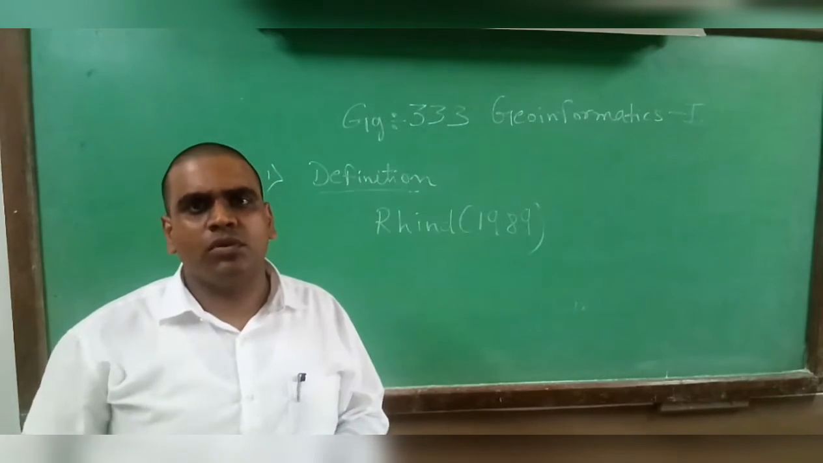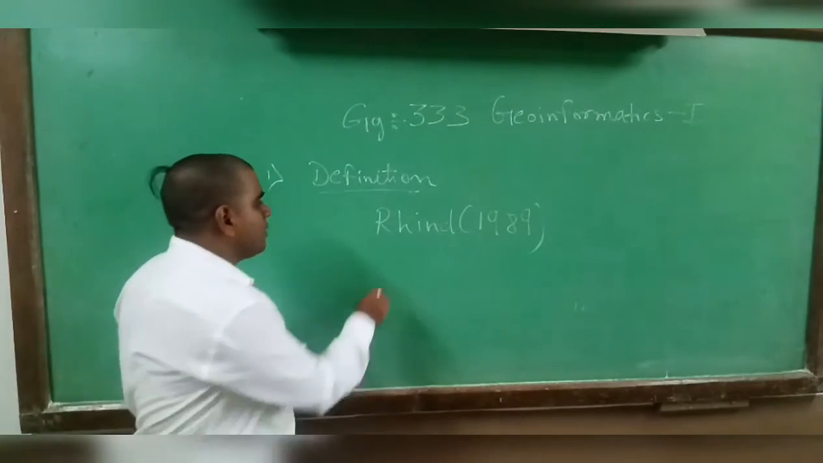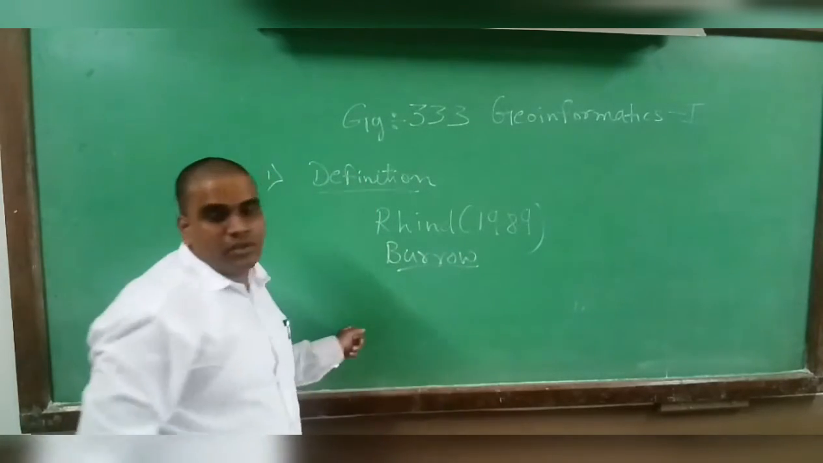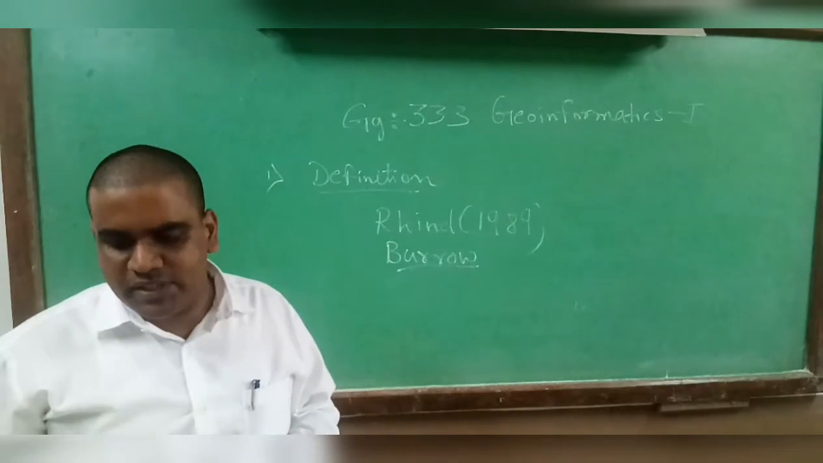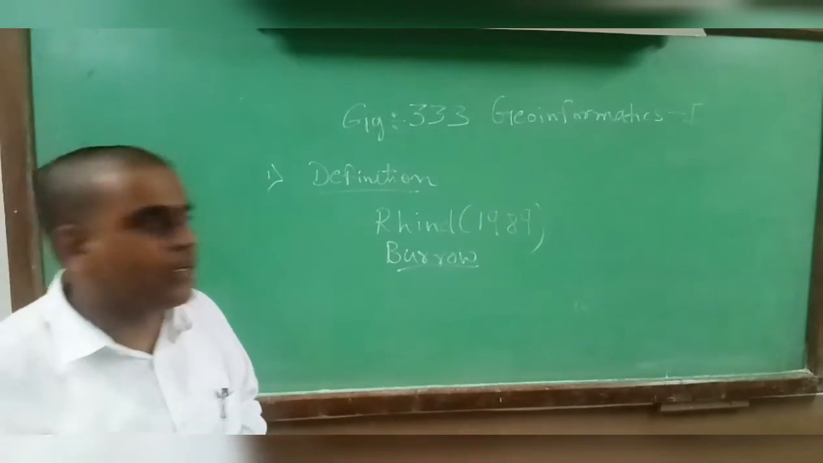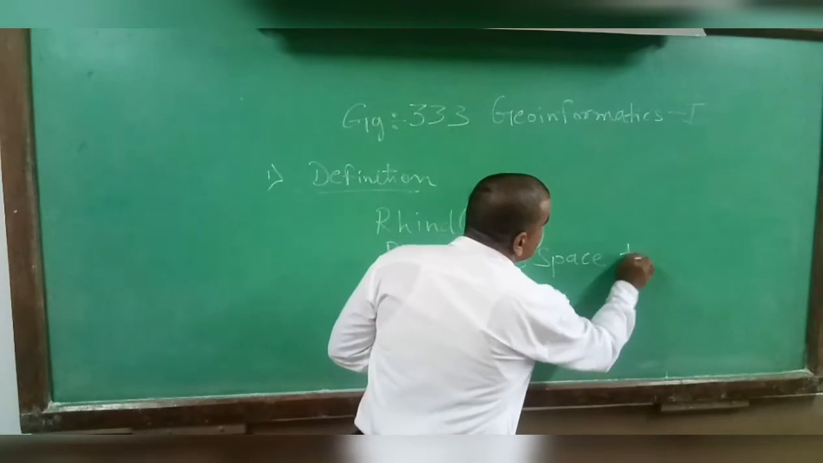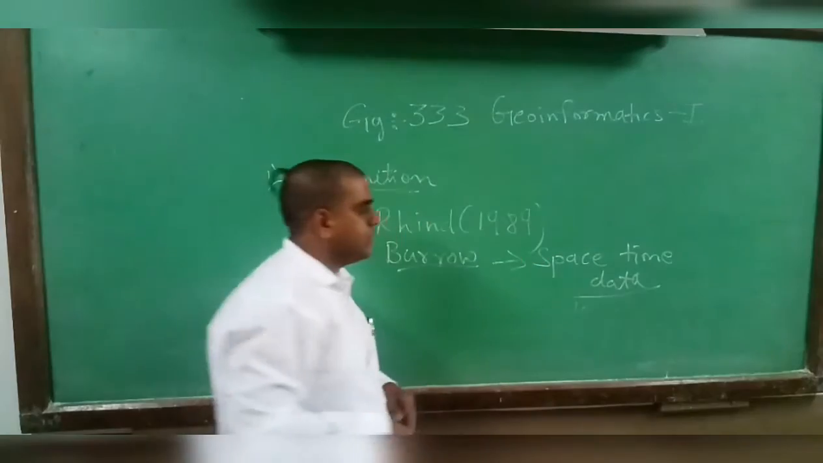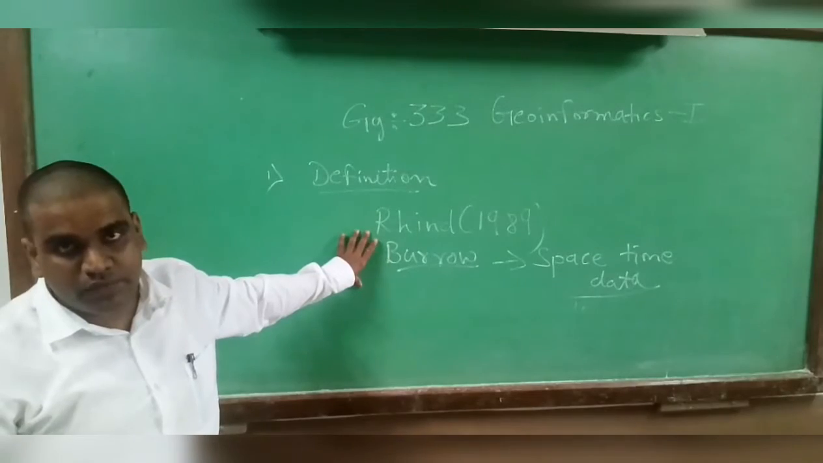We will see one or two definitions and then we will be discussing. The other definition was put forth by Burrough. As per Burrough, GIS deals with space-time data, and often implies computer hardware and software. So it is space-time data. We have seen the definitions of RIN and Burrough.